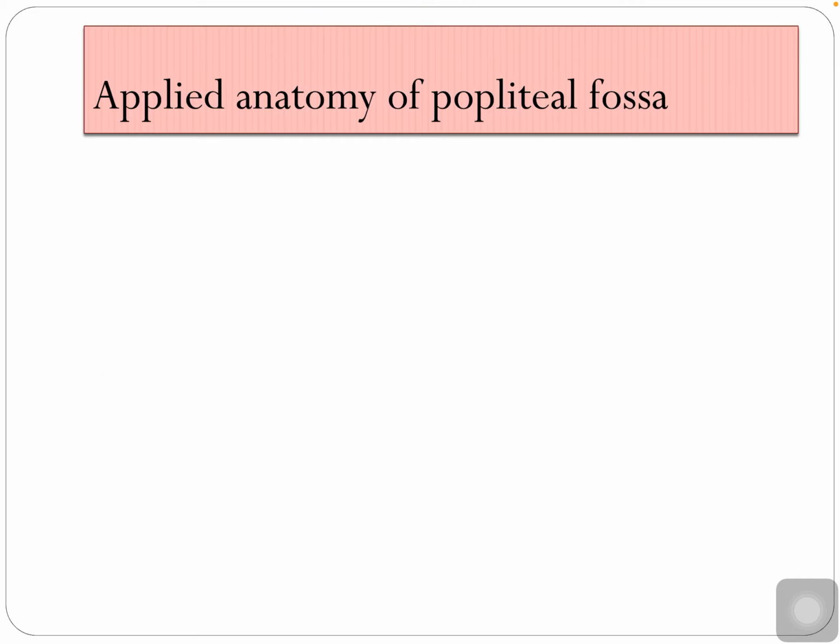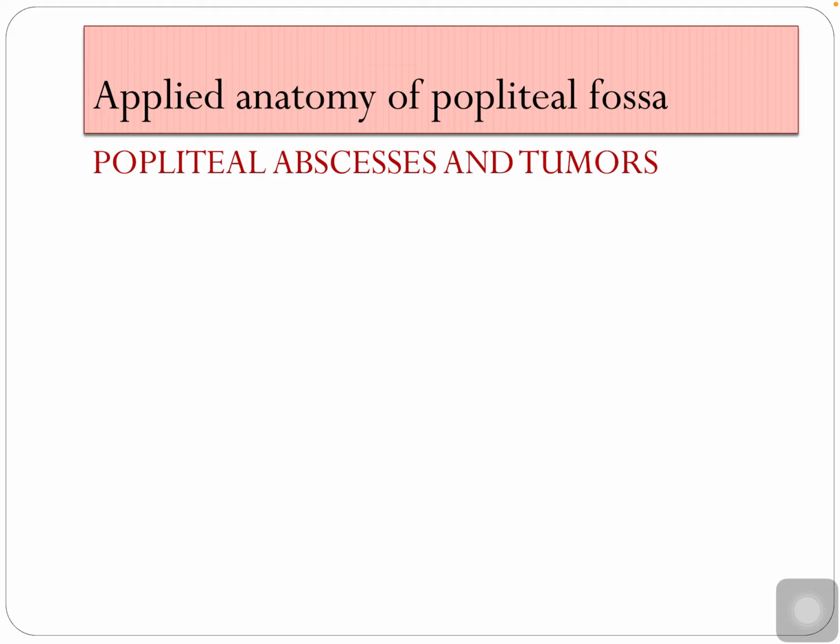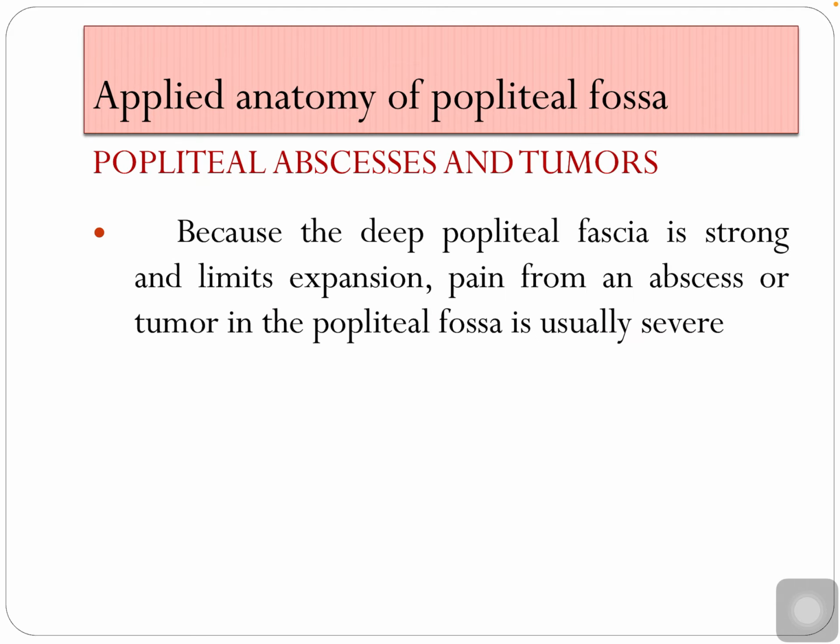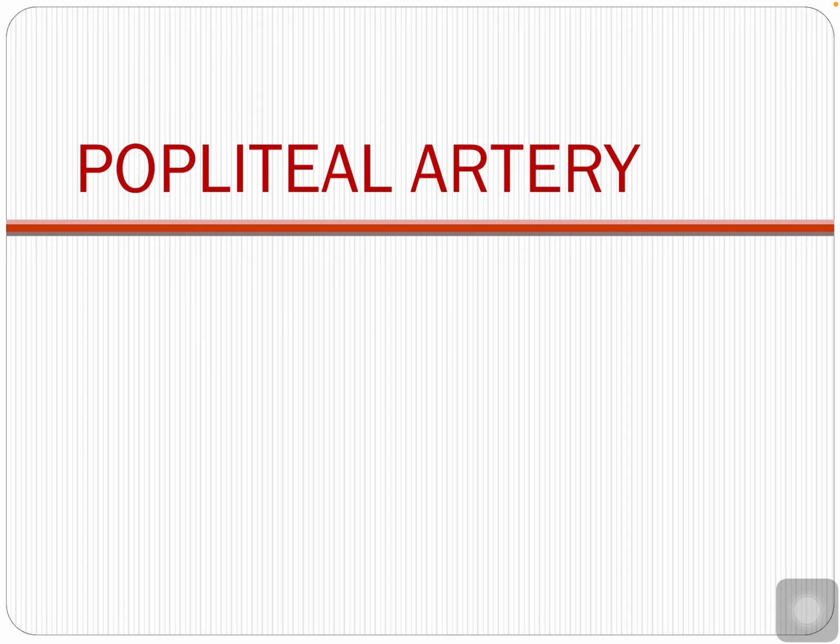So what is the applied anatomy of popliteal fossa? We will see the contents after completing the applied anatomy. Popliteal abscess and tumors. This popliteal fascia, deep popliteal fascia is strong. So it limits the expansion. If we have an abscess or tumor in the popliteal fossa, the pain will be very severe. Wherever the deep fascia is not yielding, pain from the tumors or swellings will be severe.